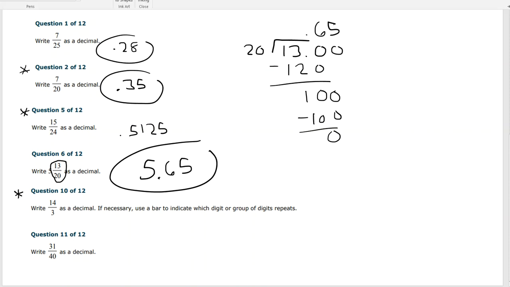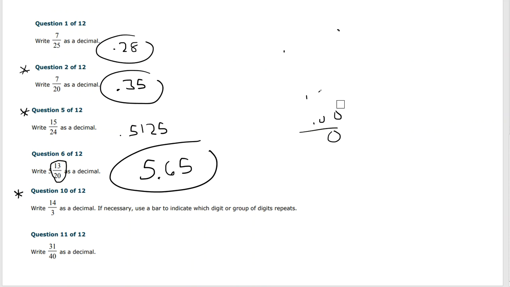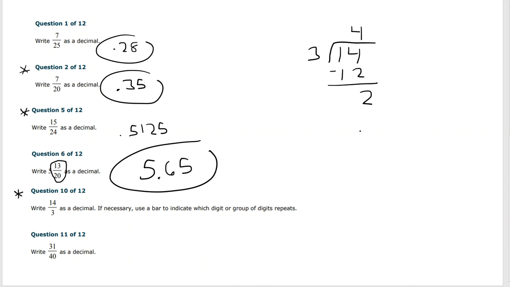Let me erase this first here. We're going to take the 14 and we're going to divide by 3. Okay, so the top number always goes in the box divided by the bottom number. So 14 divided by 3. 3 fits into 14 4 times. 4 times 3 is 12, and then we subtract. 14 minus 12 is 2.